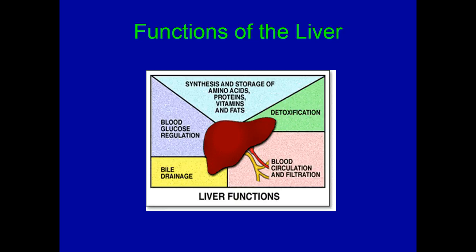Bile drainage takes place through the liver. And of course, we know that the liver is really important for storing glycogen and activating glycogen to regulate blood sugar. Or if you didn't know that, now you do. Okay?